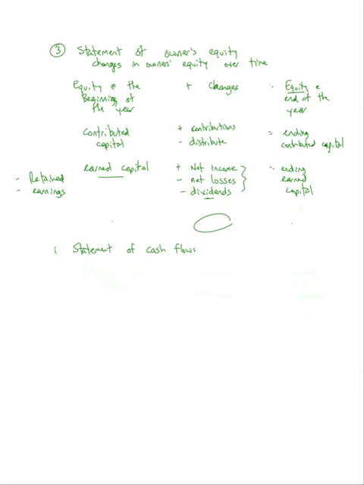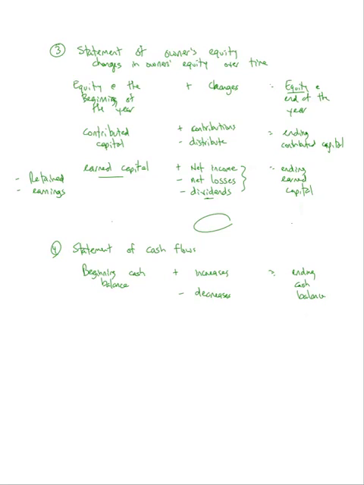So the statement of cash flows is a separate financial statement that simply does what it describes. It shows the flows of cash. So we start with our beginning cash balance. Just like a bank statement, we add to it the increases in cash, and we subtract the decreases, and we end with our ending balance for the year.